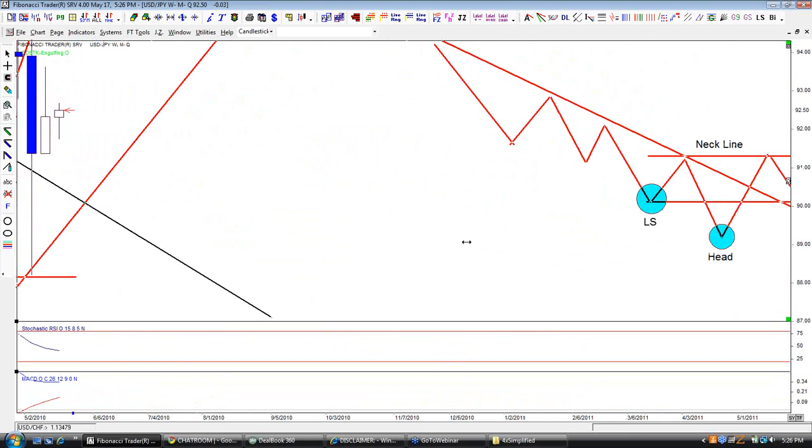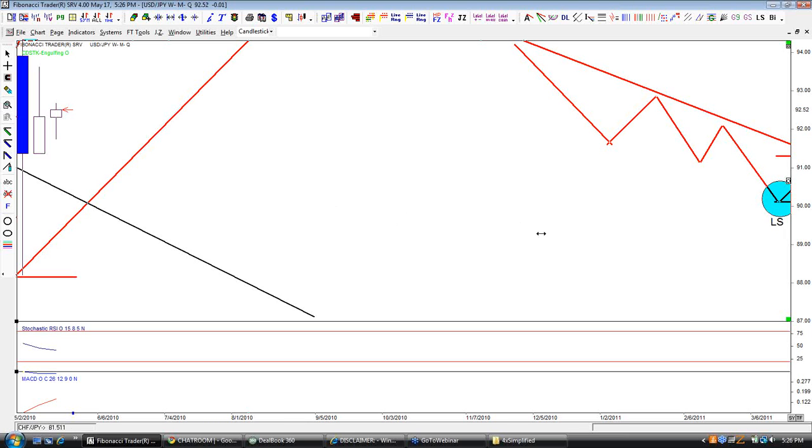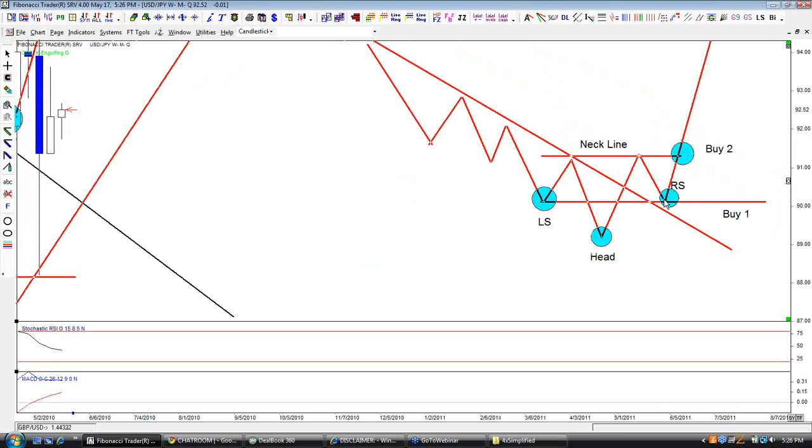Now, it will look, if I can go here, I will try to draw it in one chart. It might look something like this.